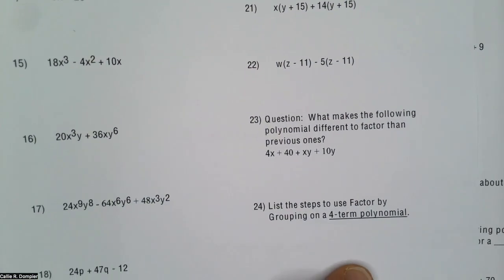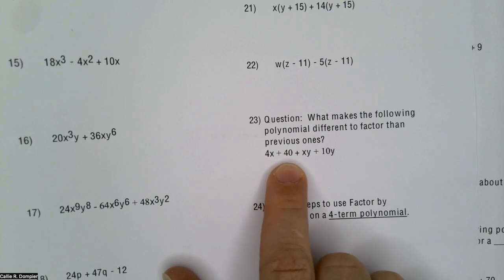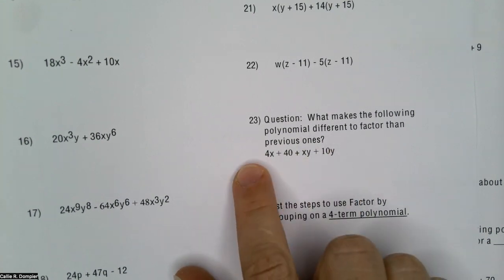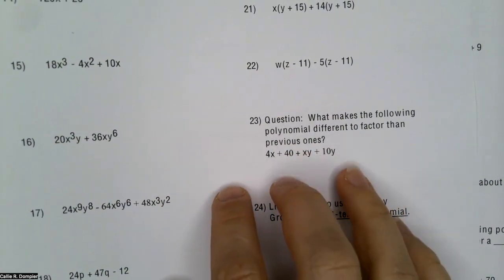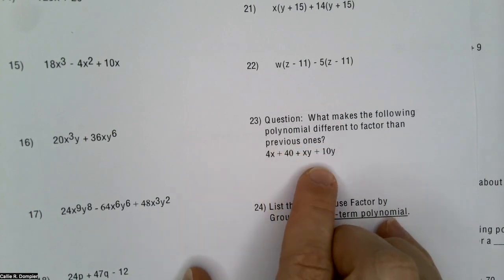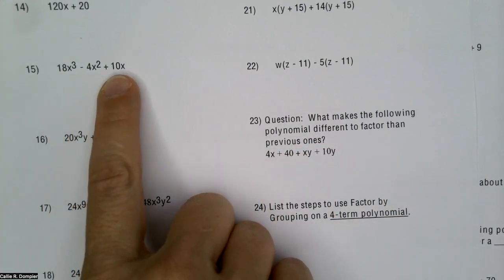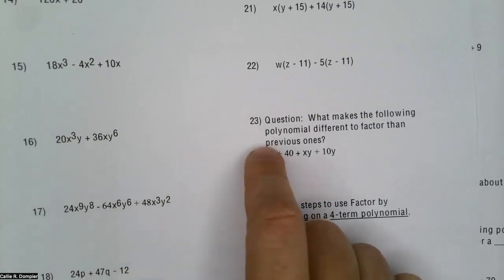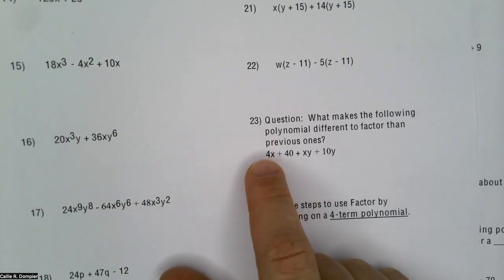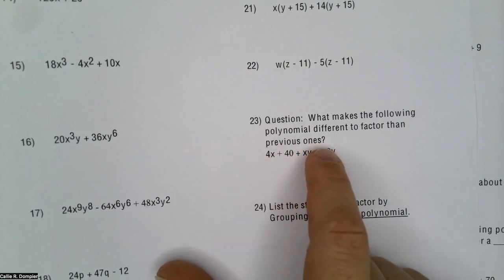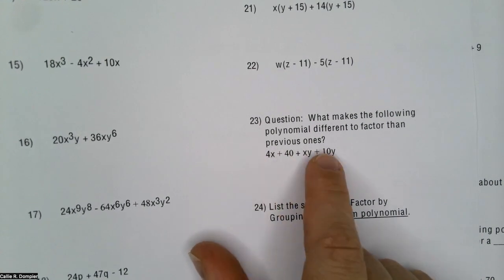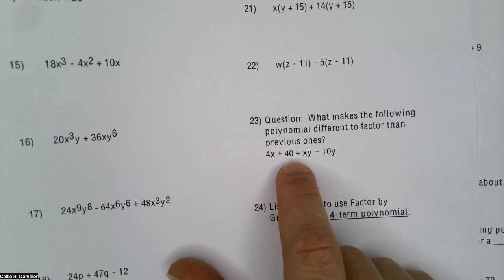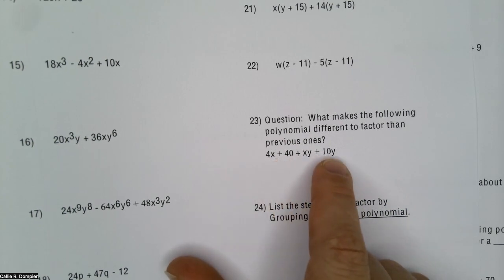Factoring by grouping would be something like 4x plus 40 plus xy plus 10y. We have more terms, right? Here we only had 3 terms. That doesn't really matter. What matters about this one is we have those 4 terms, and I don't have, like here, the number 2 to divide out and the letter x to divide out. 4x and 40 I can divide by 4. 4x and xy I can divide by x. 4x and 10y I can divide by 2. But there's nothing that I can divide all of them by. I can't divide 4x and 40 and 10y and xy all by one number, right?